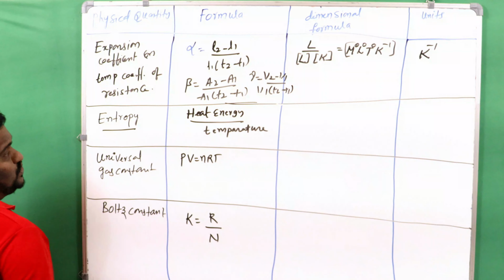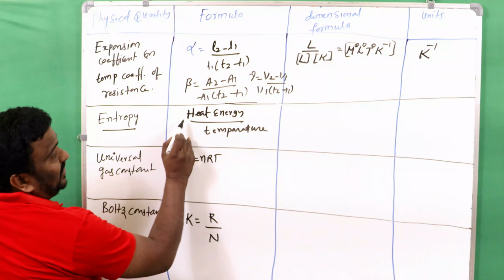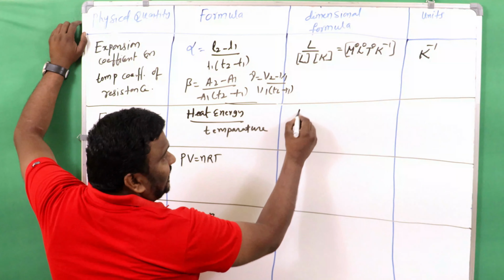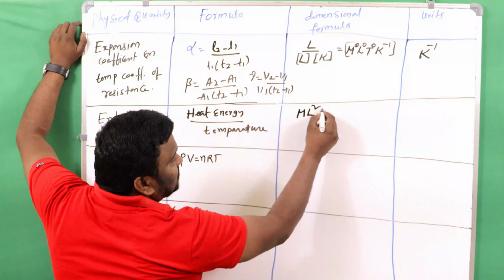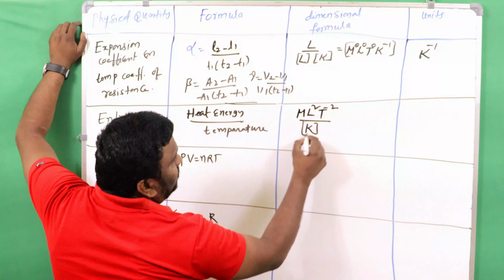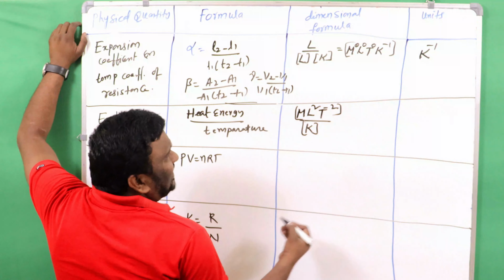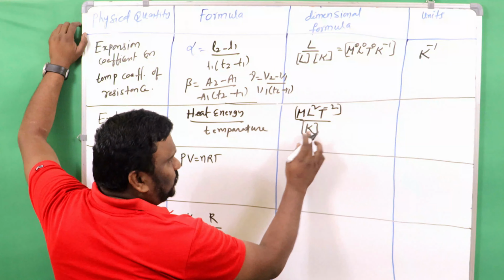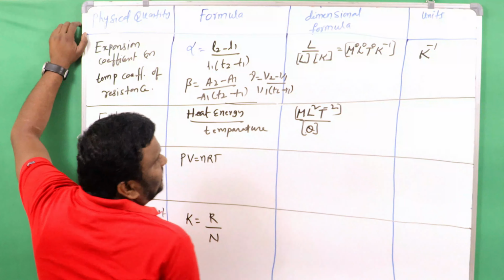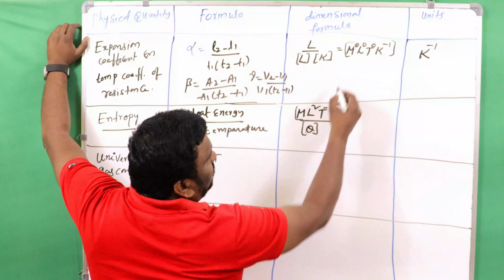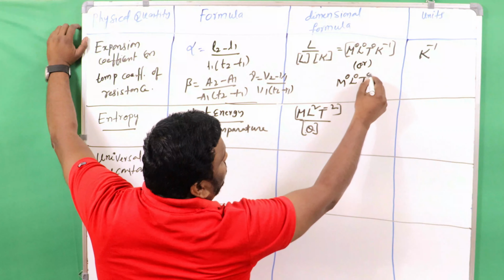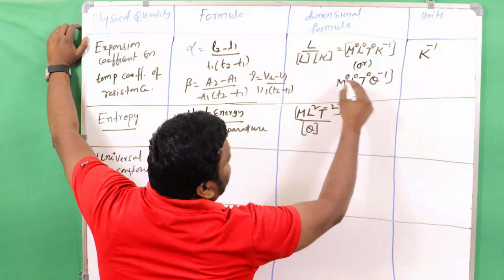And the next one is entropy. What is the entropy formula? Heat energy by temperature. Heat energy dimension formula is what? M L square T inverse 2, divided by temperature K. You can take K or theta, no problem, anything. So if you want to write theta, then write theta. Then here also the same thing. Or we can write M to the power 0, L to the power 0, T to the power 0, theta inverse 1.